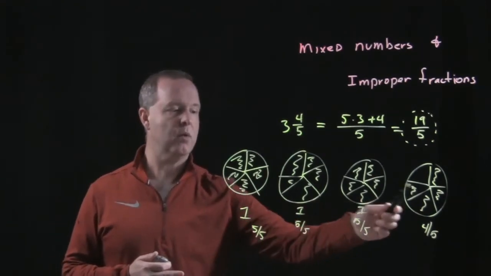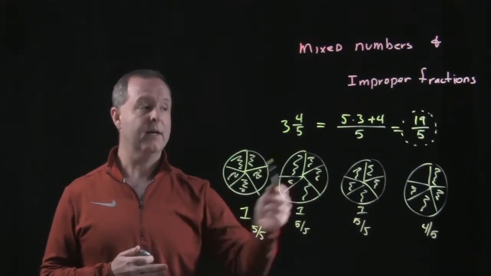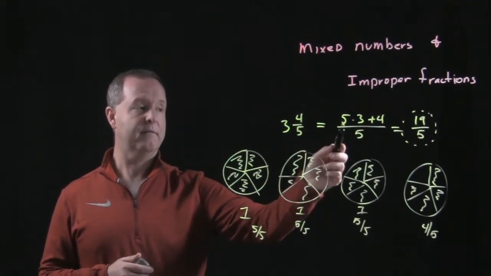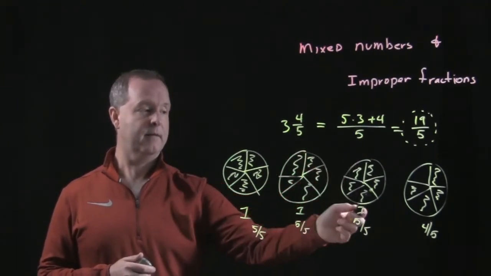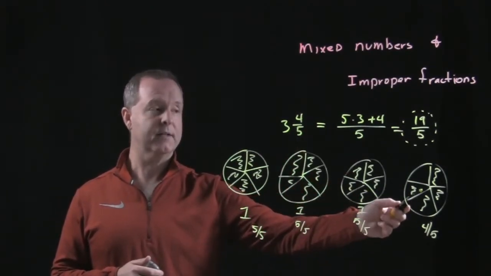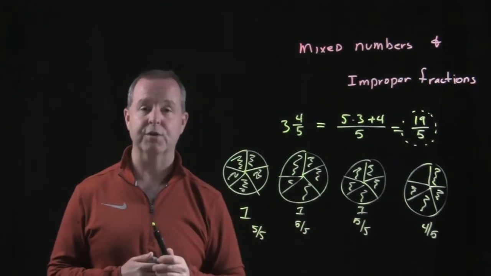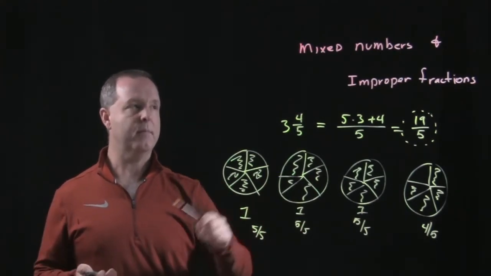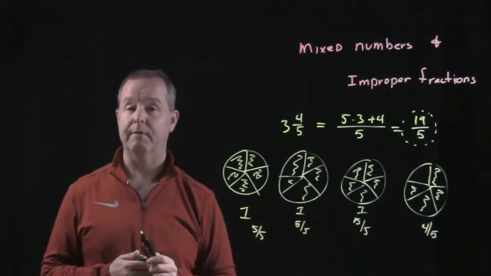So visually, this is what we're doing. Algorithmically, we're taking the bottom times how many total parts, 5 times 3, 5 pieces times 3, adding the 4 remainders all over the fractional part of each one of those. So this is an idea of how we can go between mixed numbers and improper fractions.